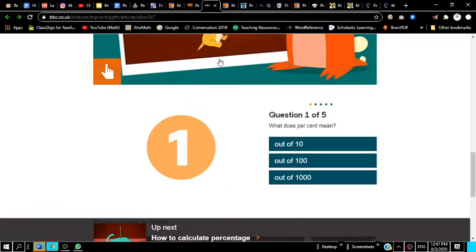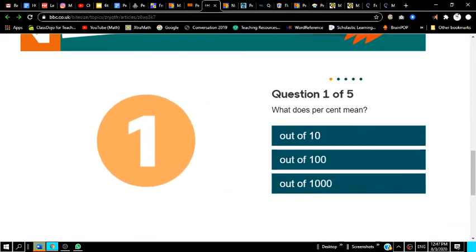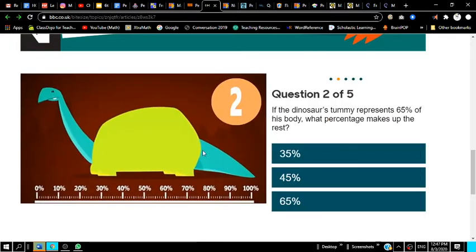This is just a quiz. It's a little bit of a review of what percentage is. So for example, what does percent mean? It's a number out of 100. Oops, I got that one wrong. Again, we can go back. I clicked it wrong.